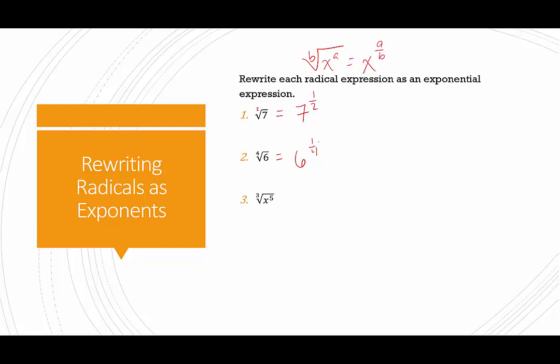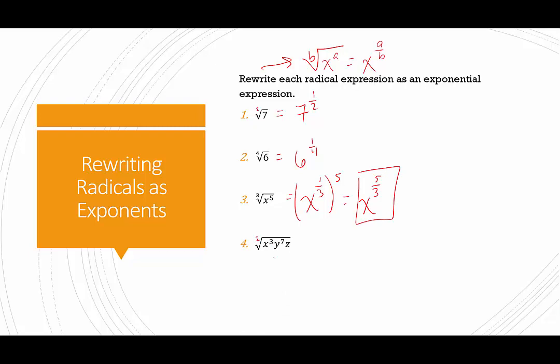Here we have the cubed root of x to the 5th. Okay, so this time it's going to look just like this up here. We're going to say this is the same as x to the 1/3 to the 5th, which is x to the 5/3. So we would want to leave it like this with just one exponent.